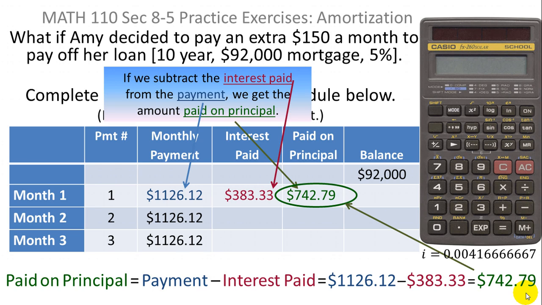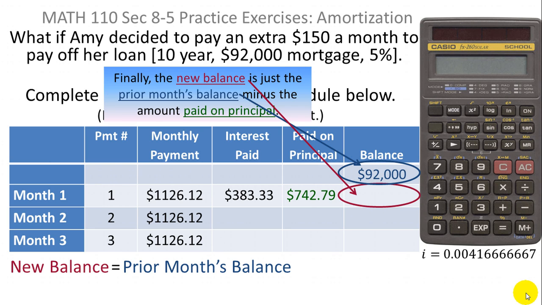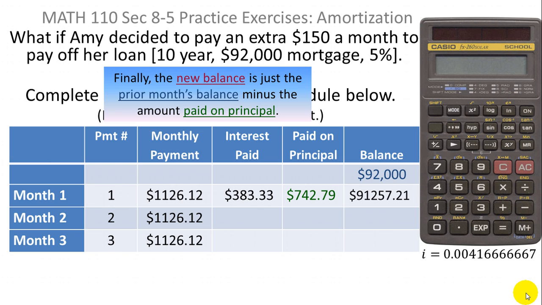If you go back and look at the previous problem, notice that the steps are exactly the same. The monthly payment went up, and that's affecting some of these numbers, but otherwise the process is exactly the same. So finally, after the end of month 1, the balance is based on the prior month's balance adjusted by how much the person paid on principal. So Amy paid from that $92,000 she owed in the beginning, she paid off $742.79 of that. So if you subtract those two numbers, you end up with a new balance of $91,257.21. So now Amy doesn't owe quite as much after month 1.